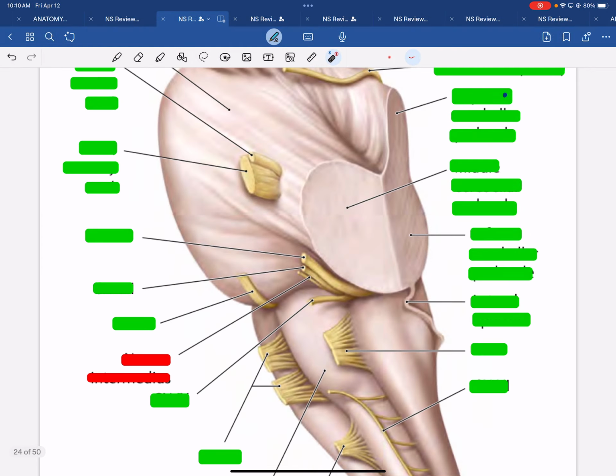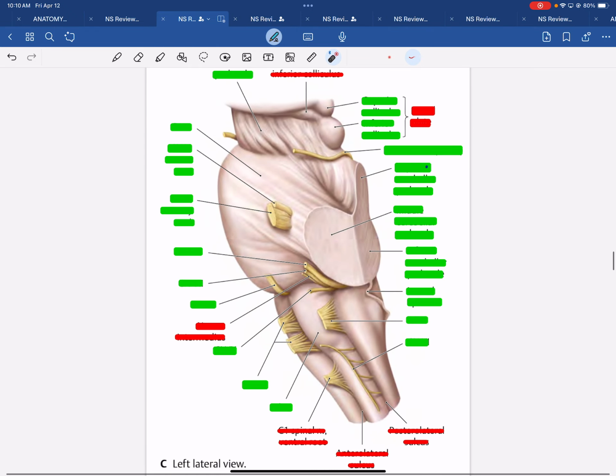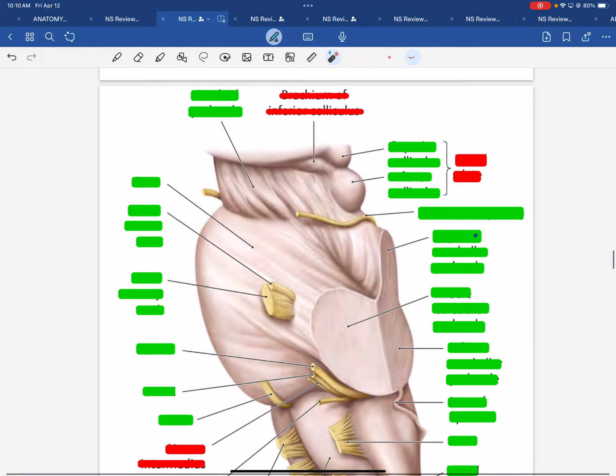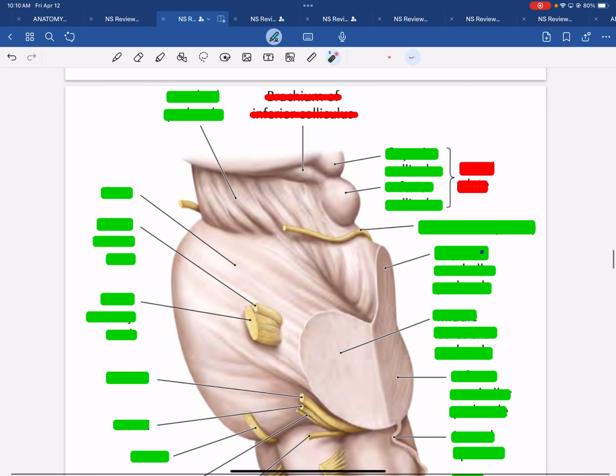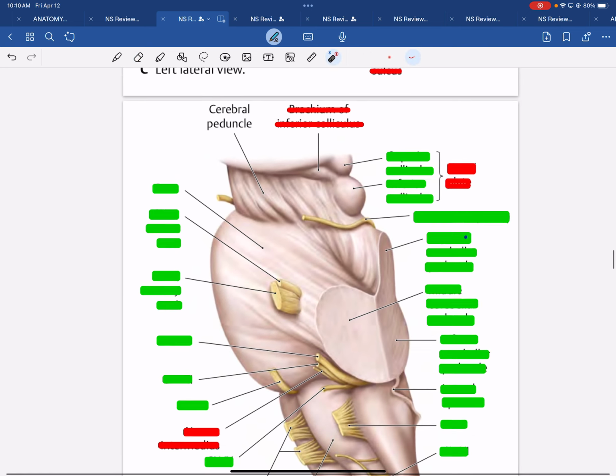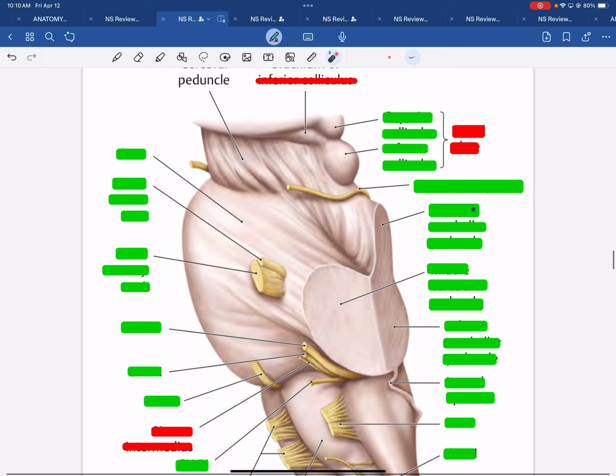All right, let's do it from this view. Oh, that's easy. So here's the lateral view. What is this? Midbrain. Which part of the midbrain? Cerebral peduncles. Good, the cerebral peduncles. You've got your peduncles on. Good, we can recognize them all in different views. Good. Here?